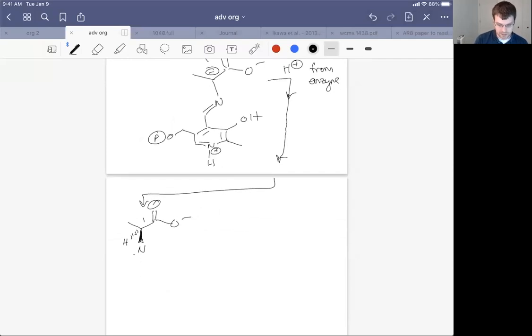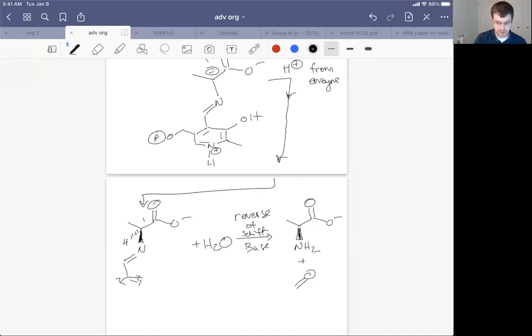And you're thinking to yourself, but it's not an amino acid. It's got this and blah, blah, blah. We've got the rest of our molecule to worry about. But what we also have is a ton of water, and water can be used to do the reverse reaction of the Schiff base formation, which gives an amine plus an aldehyde.